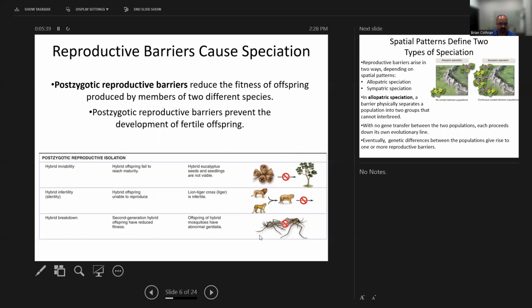Hybrid infertility, lions and tigers cross making a liger. It's infertile. We have mules that are infertile, that are crosses as well. And then you have hybrid breakdown, where the second generation hybrid offspring have reduced fitness. It says the offspring of hybrid mosquitoes often have abnormal genitalia, and that does not allow them to mate. So again, those will be postzygotic, meaning that you do have an organism formed, but it is not, for whatever reason here, able to reproduce.